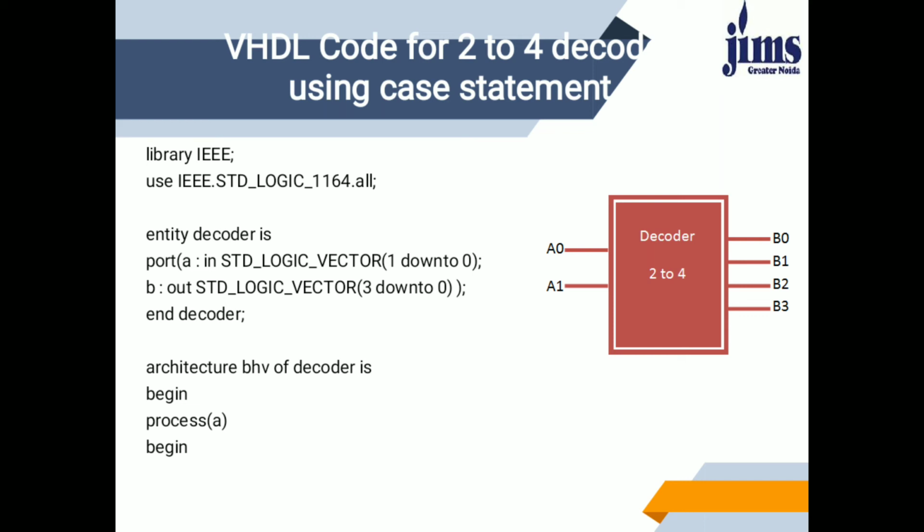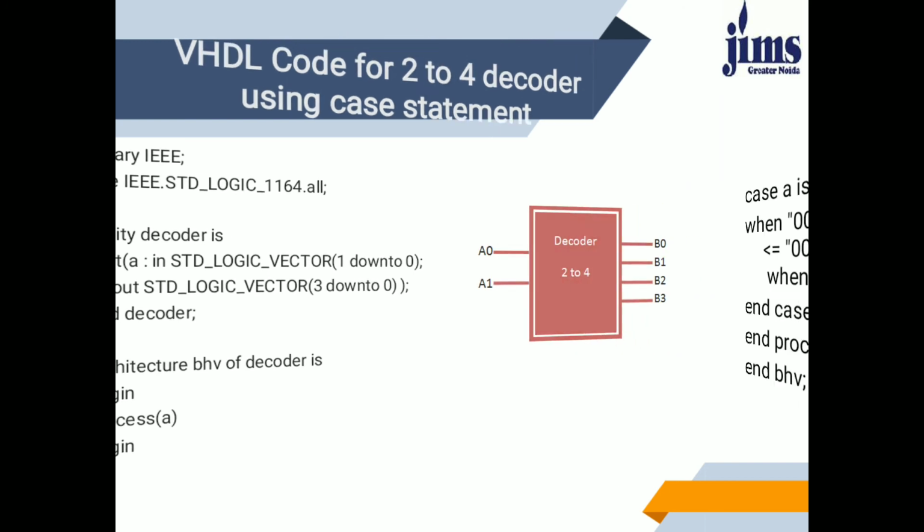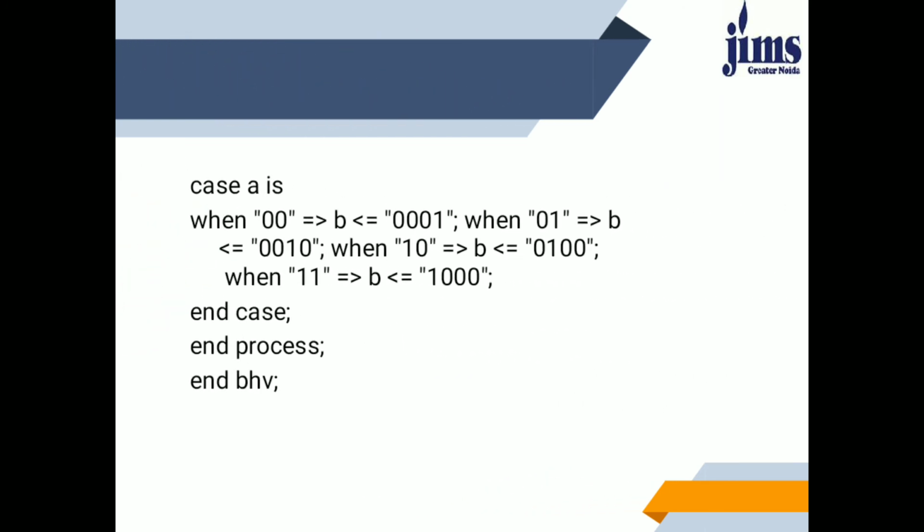Now what about the architecture? In the architecture part, we need to specify through a behavioral kind of style, or we can use the mixed kind of modeling also. So here: architecture behavior of decoder is. Now we will begin and process the input. So here the sensitivity list is A0 and A1. So the sensitivity list is only A. We will begin our program now.